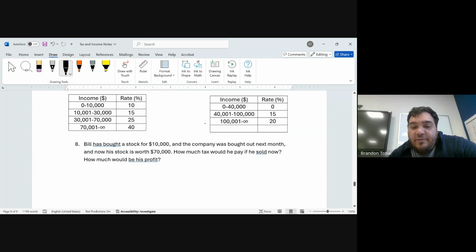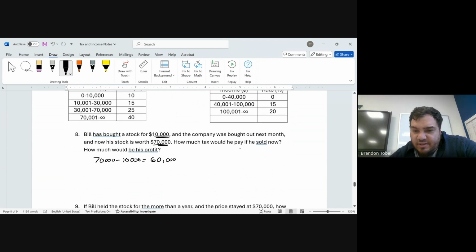So Bill bought a stock for 10K and the company was bought out next month and the stock is worth 70K. How much taxes would he pay if he sold now, and how much would be his profit, aka keep? First, he paid $10,000 and he's selling it for $70,000. So 70 minus the 10 investment means he only made $60,000. So he could only be taxed on $60,000.